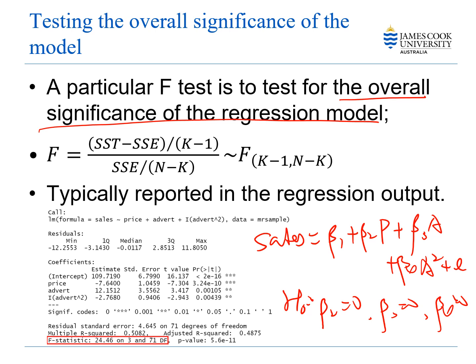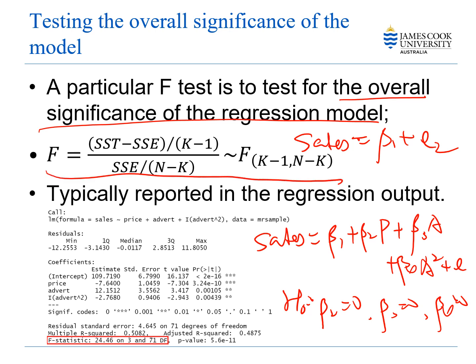So our restricted model would be: sales = beta 1 plus the error term. This can be tested using an F-test as well, and typically it's reported in the regression output as the overall significance. For our Andy's Burger Barn example, it is 24.46 with a very, very small p-value. Then we can conclude that at the 5% level, we reject the null that beta 2, beta 3, beta 4 are 0 simultaneously.